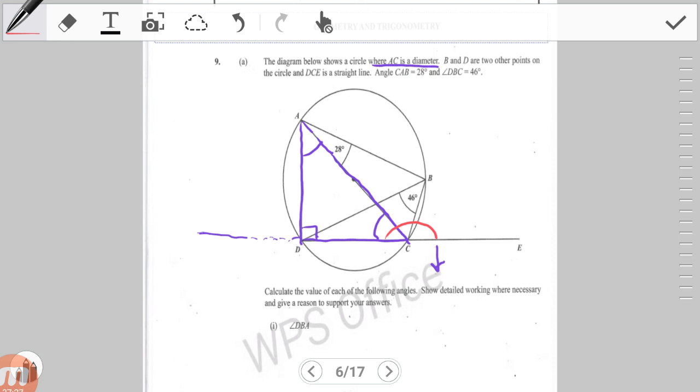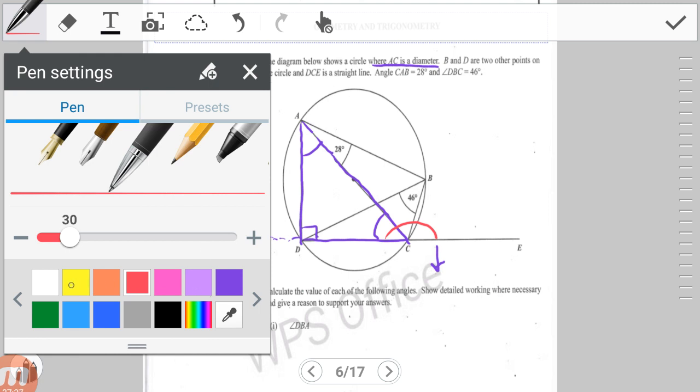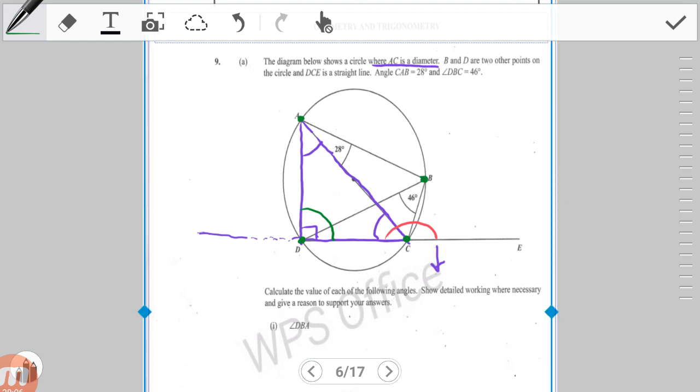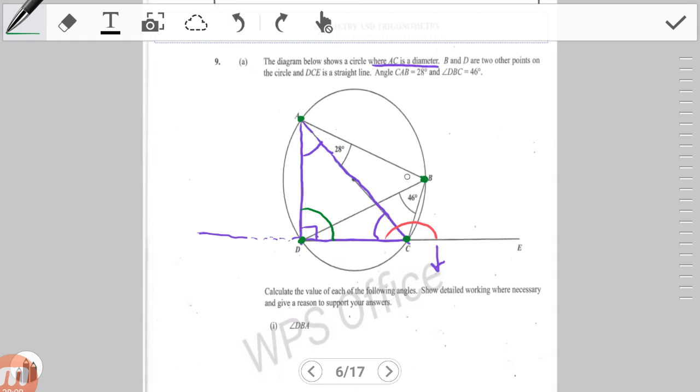It says that B and D are 2 other points on the circle, on the circumference. So I can pick up more clues also: the point A, the point B, the point C, and the point D are all on the circumference, which also brings up the fact that opposite angles in a cyclic quadrilateral are supplementary. So right away I can form a relationship between the fact that this angle here and this angle, including the 46 degrees here, adds up to 180 degrees.